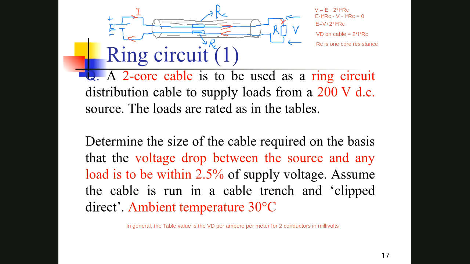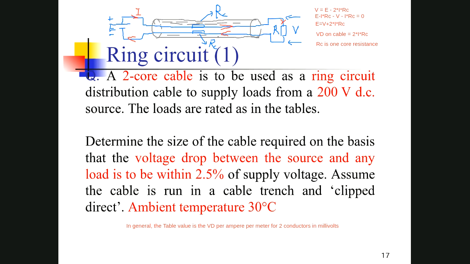So the total voltage drop on a 2-core cable is equal to the cable length times the cable current times the voltage drop per ampere per meter, because this already has 2 conductors, per meter, or 2 conductor.